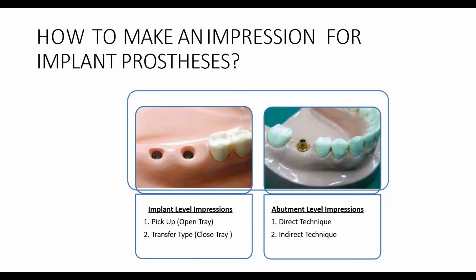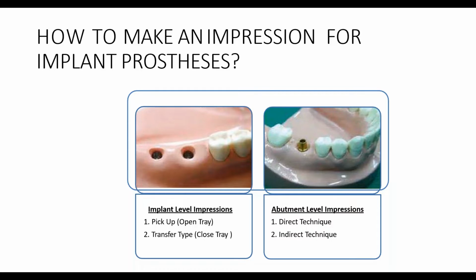So how to make an implant impression for implant prosthesis? Basically these are divided into two categories. The first is implant level impression and the second is abutment level impression. Now in implant level impression, we have two categories, that is pickup impression and transfer impression. Pickup impression is also called open tray technique and transfer is closed tray technique. Whereas in abutment level impression, the first is direct technique and the second is indirect technique.